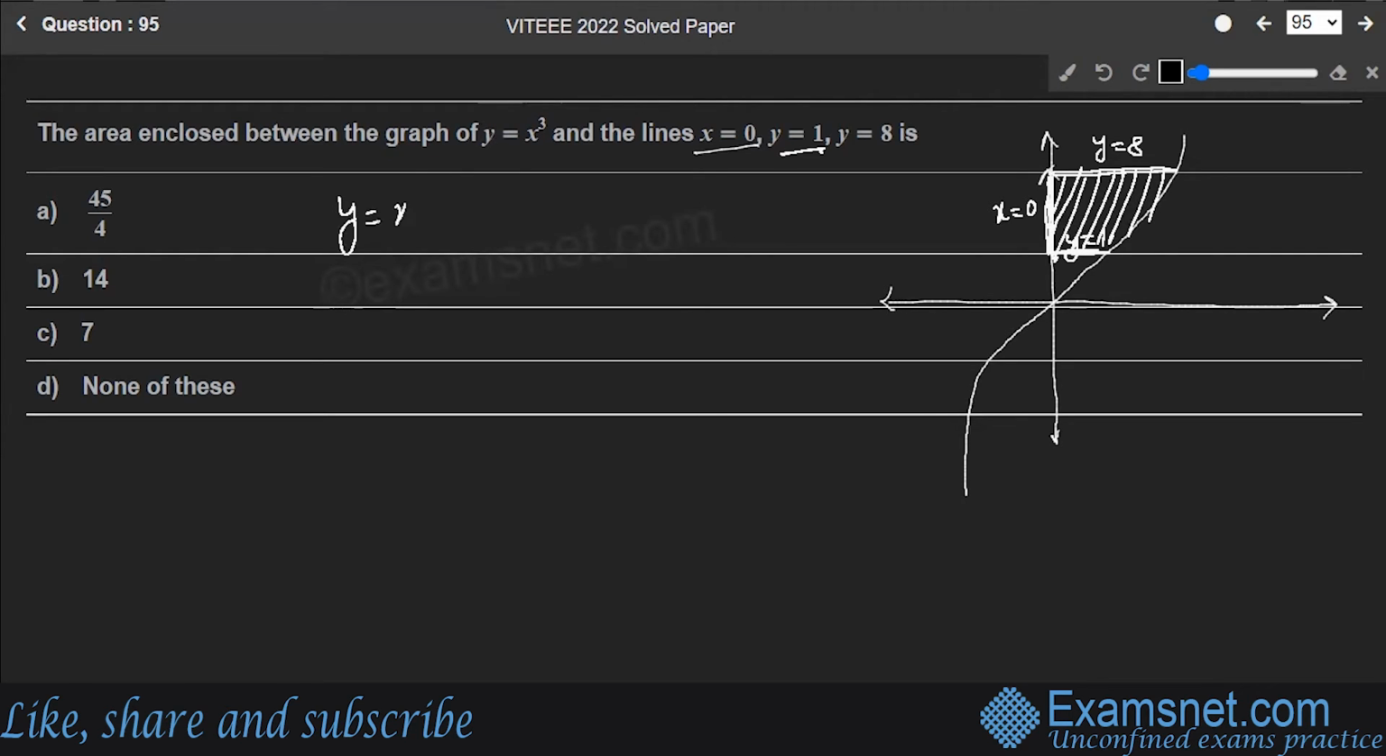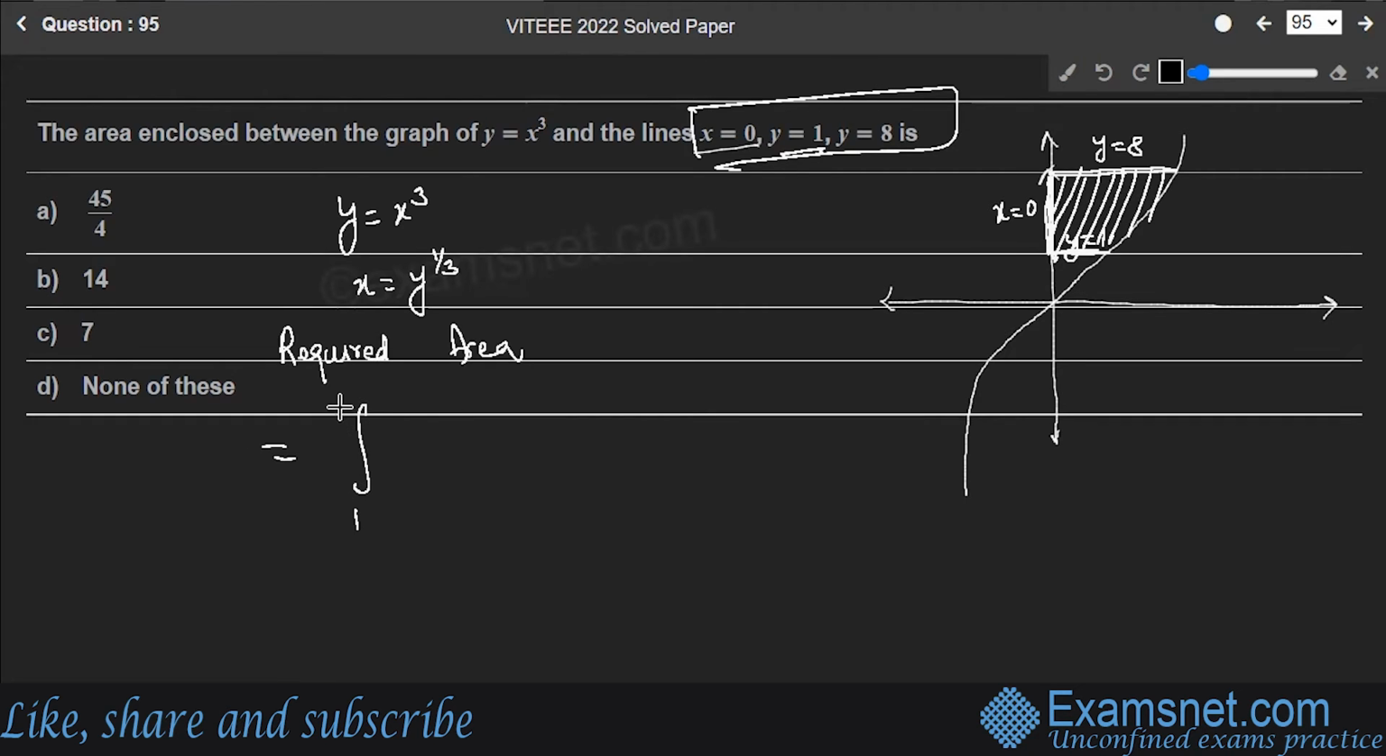So now the given equation is y is equal to x cube. This can be written as x is equal to y raised to power 1 by 3. Now the required area between these three lines and the graph is equal to integral from 1 to 8 of y raised to power 1 by 3 into dy. When I'm integrating it, this will be y raised to power 1 by 3 plus 1, divided by 1 by 3 plus 1. The limits are 1 to 8.